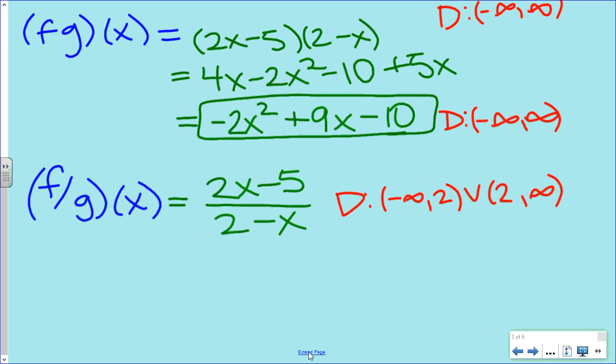This is an example that we did, first day of school? It's been a week. All right, so here's your reminder. Everything except 2, this is how you would write it in interval notation.